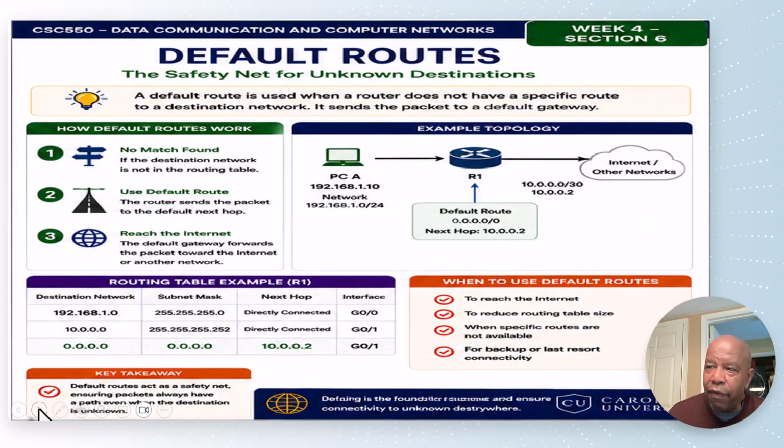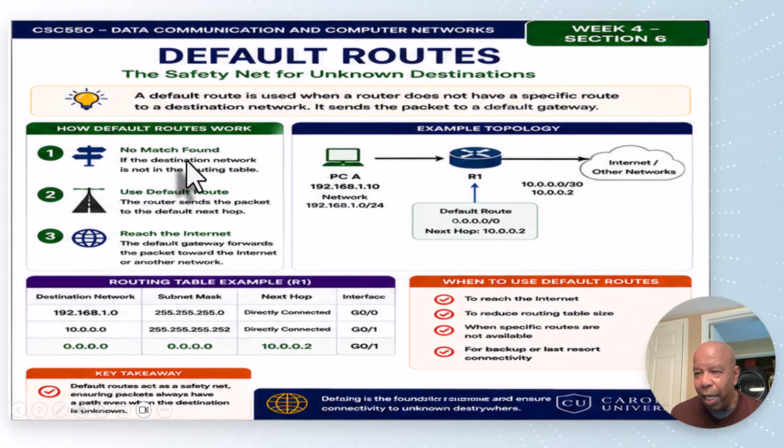Default routes: a safety net for unknown destinations. A default route is used when a router does not have a specific route to a destination network. It sends the packet to a default gateway. So if I have a situation where I haven't identified the network that I'm going to, maybe sometime down the road I'm going to connect and it's going to tell me what network to send it to. It sends the packet to a default gateway. So here we're talking about no match found, and how the default works.